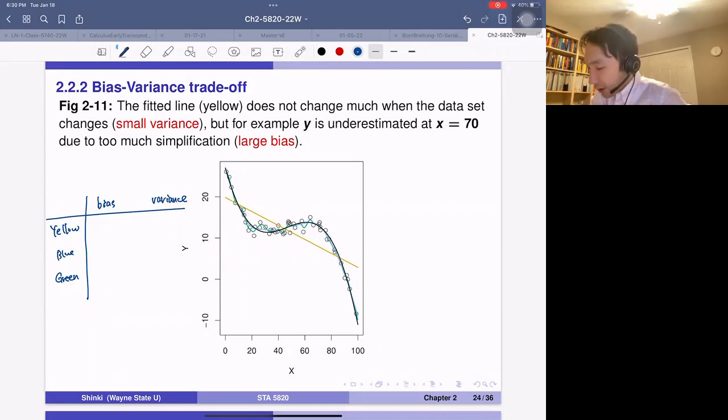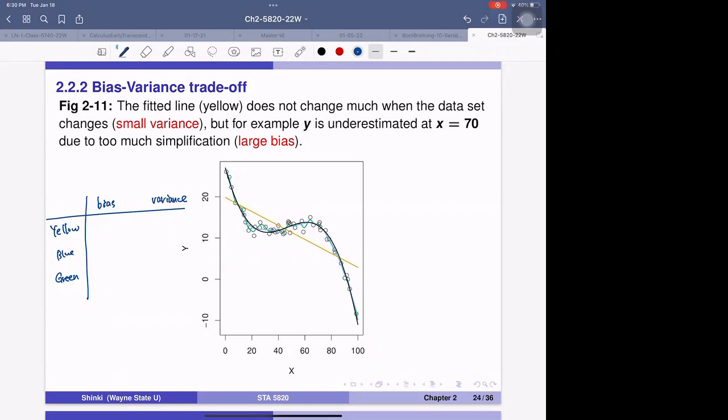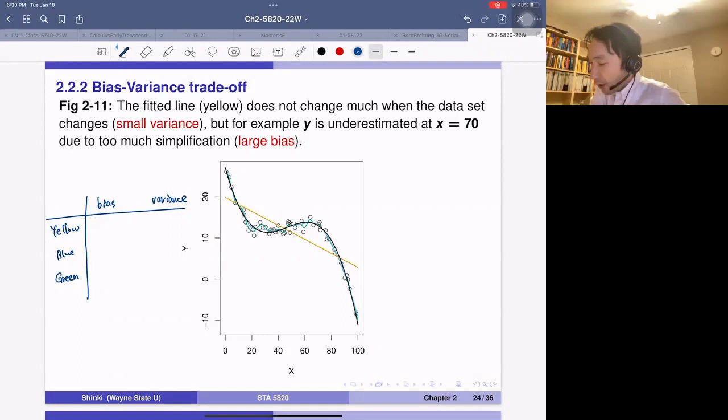Shuraya, what do you think? Which has the smallest variance? Smaller variance means a more stable model. Maybe the green one is closest to the black line. So maybe the green one. The green one is the closest to the circles, but it's not stable, right? So if we have a different data set, the green graph will change. But the yellow one doesn't change much.